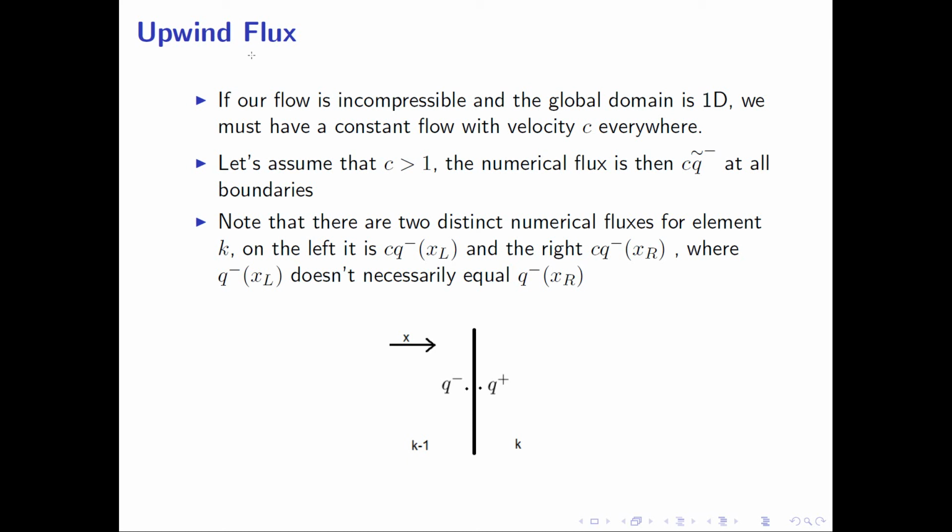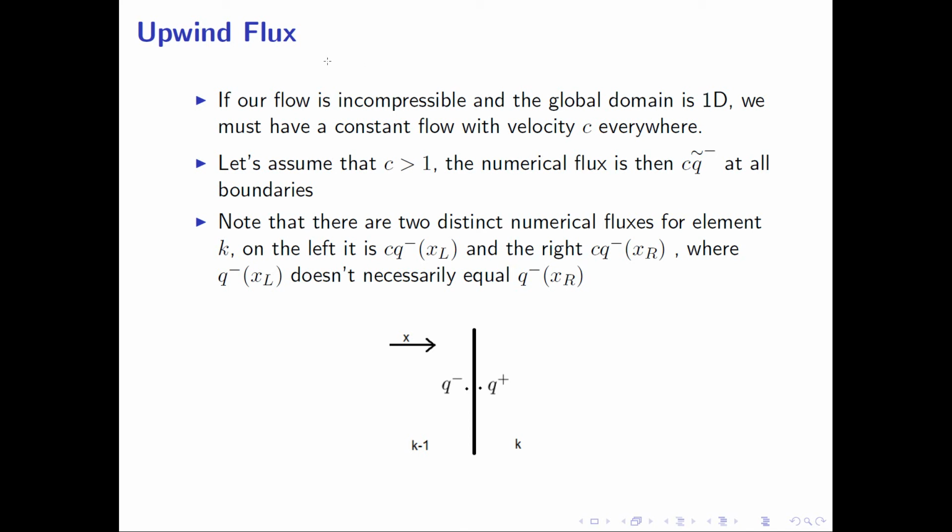So let's take a closer look at the Upwind flux that we mentioned in Module 1 and see how it applies to our 1D linear solver. If we enforce that the flow is incompressible and that we're using a 1D domain, we have to have constant flow with some velocity c everywhere.